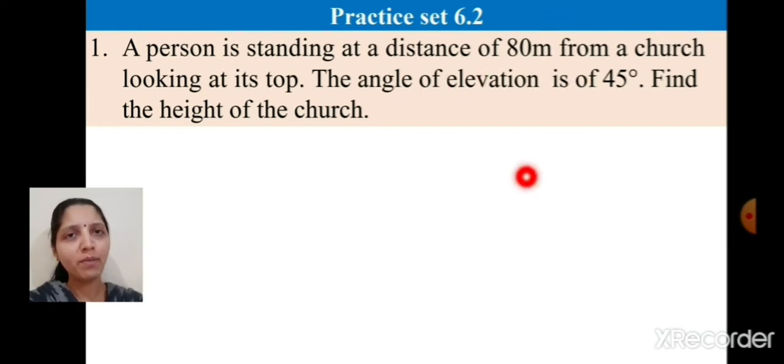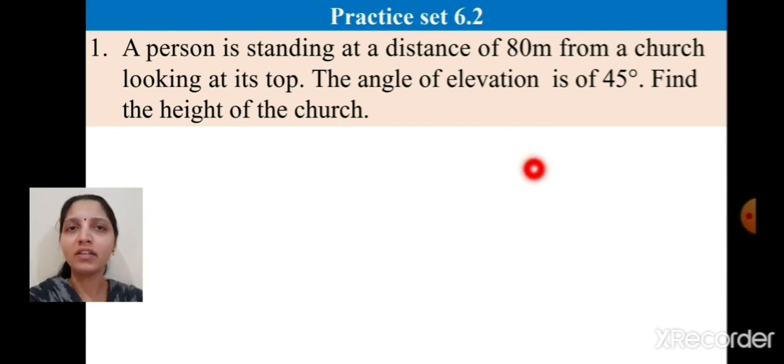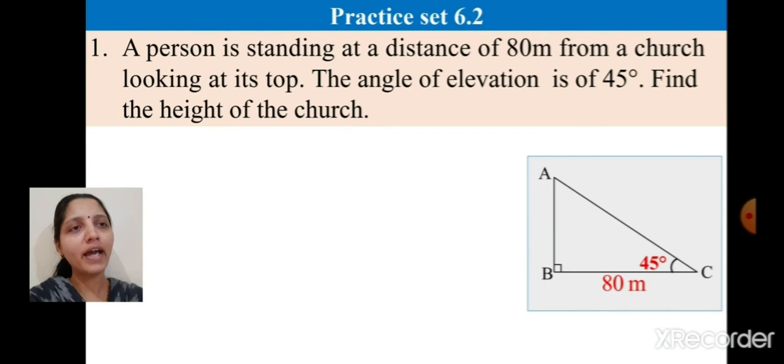So will the object be at a higher level than the observer or at a lower level? Yes, angle of elevation indicates that the object is taller than the observer, and it is given as 45 degrees. So what do we have to do first? We have to draw a diagram according to the given information.